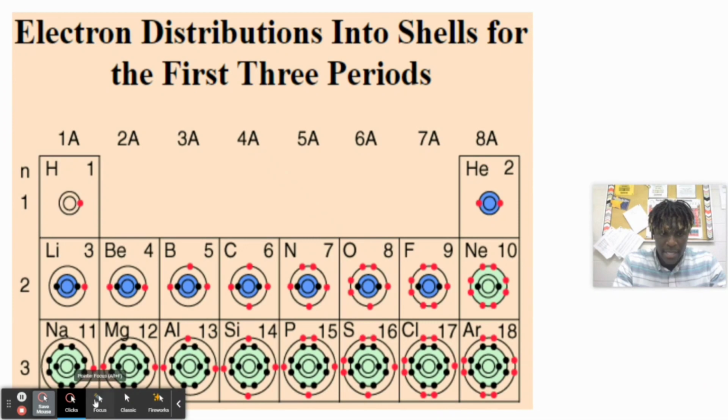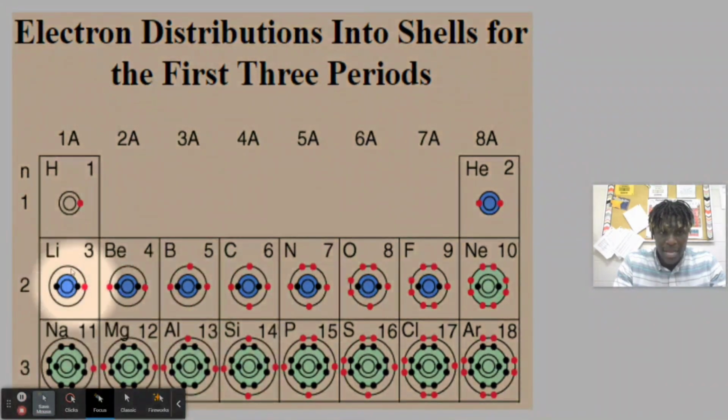So, as you can see, let's look at lithium. This is period 2. You see, lithium has 1, 2, 3 electrons. Look what barium has.